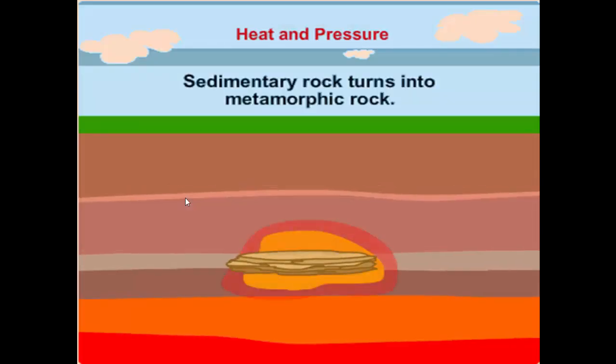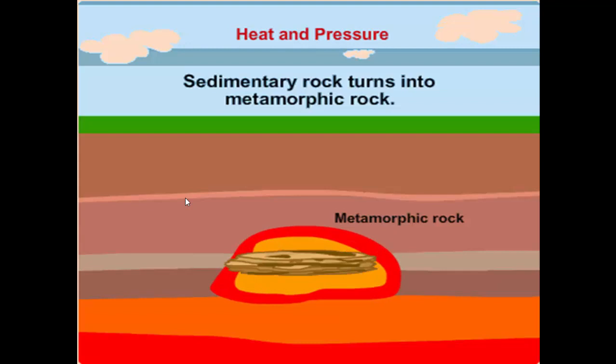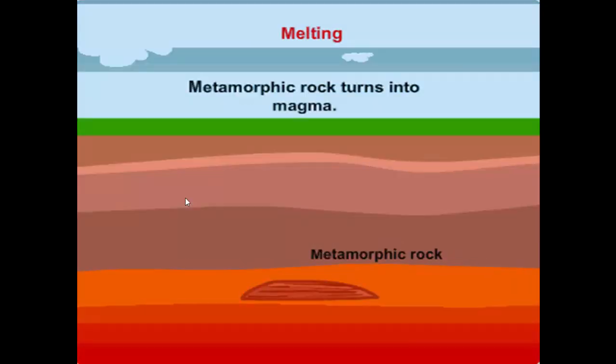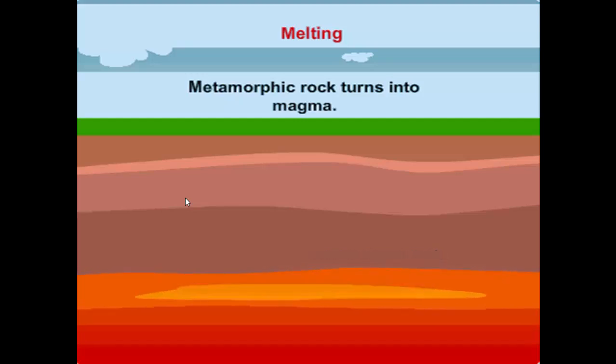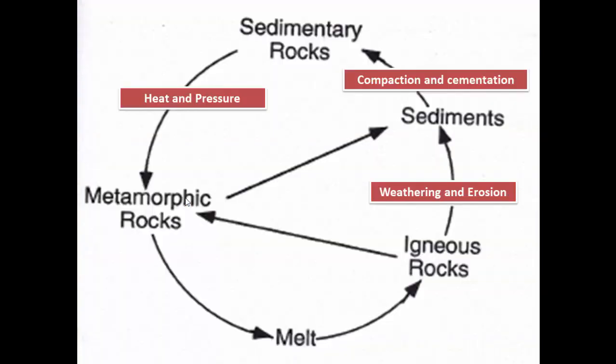The sedimentary rock turns into metamorphic by heat and pressure. Heat from the magma and pressure from the above layer. When the metamorphic rock gets deeper, deeper, and deeper until it gets into the magma, the metamorphic will melt and turn into magma. To simplify the explanation, we can see the rock cycle.